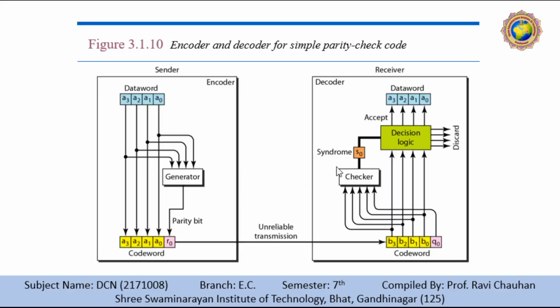The syndrome is passed to the decision logic analyzer. If the syndrome is 0, there is no error in the received code word, and the data portion of the received code word is accepted as the data word. If the syndrome is 1, the data portion of the received code word is discarded. So it is discarded, and the data word is not created.